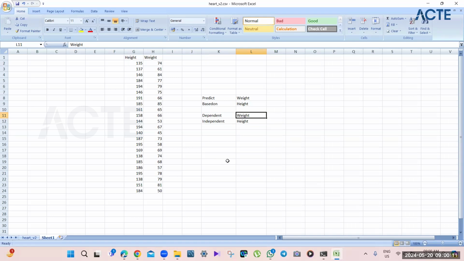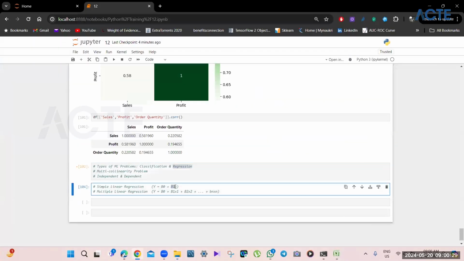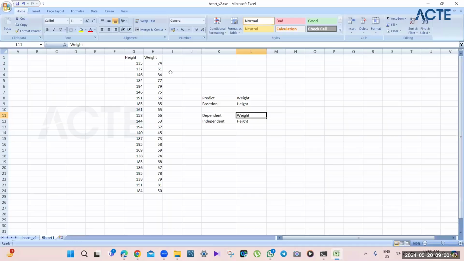Now, the interesting thing here is that your independent variable could be one or more than one. Coming back here, if you have only one independent variable x, then that is a simple linear regression. So y is my dependent variable. Y is the weight. So this is my y.